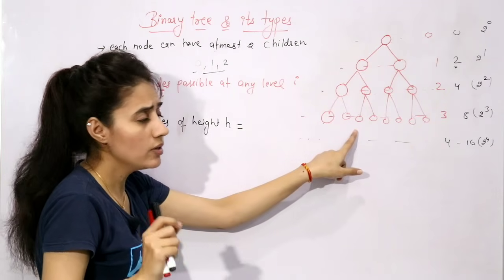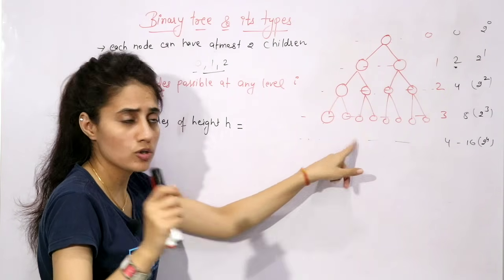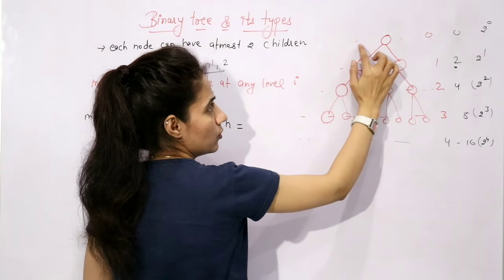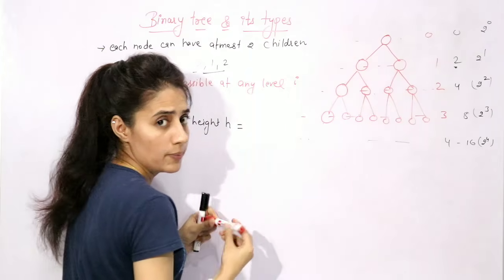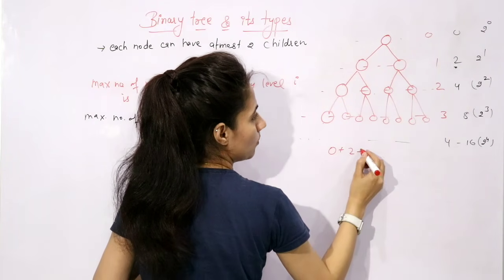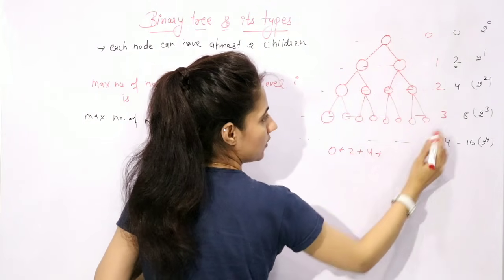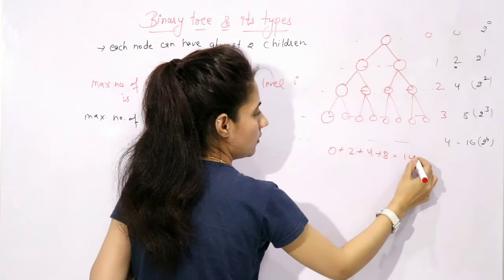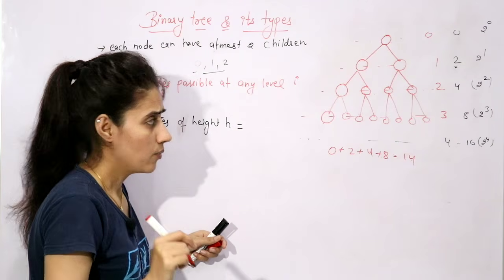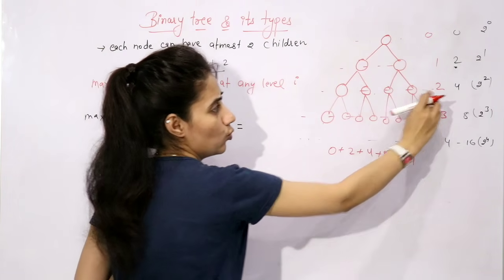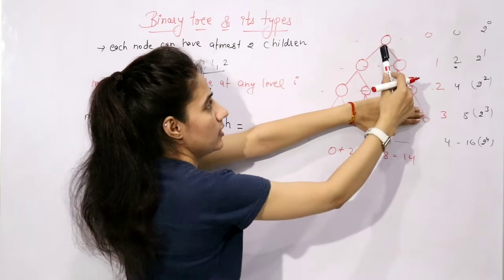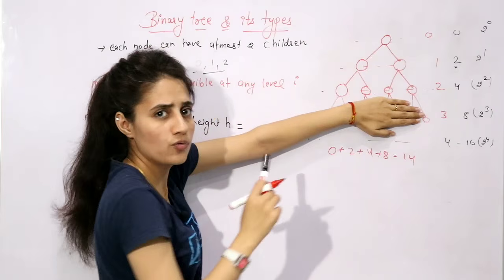Now at height 3, the maximum number of nodes possible are, see how to calculate, you are supposed to add all these nodes. First of all 1 plus at this level I have 2 plus at this level I have 4 plus at this level I have 8. It means you can say 15 number of nodes, right? Maximum number of nodes, fine. Now if I say height is only 2, right? Height is 2 means I am removing this level, so now the height of root is 2, so height of the tree is also 2.